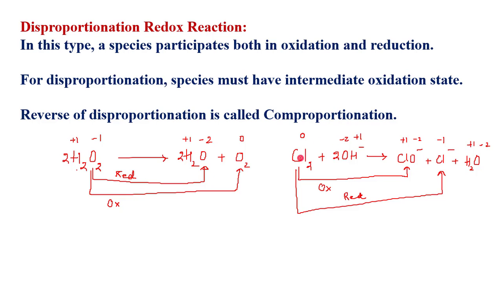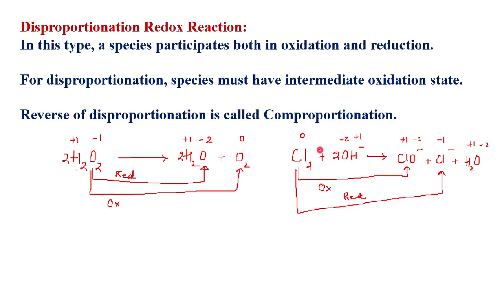And here, when you talk about the reverse reactions, the reverse direction of this disproportionation we call comproportionation redox reactions. Okay, if the reverse of this is given to you, that time you have to say it is a comproportionation redox reaction. So this is regarding all the different types of redox reactions: combination, decomposition, displacement and disproportionation, right?